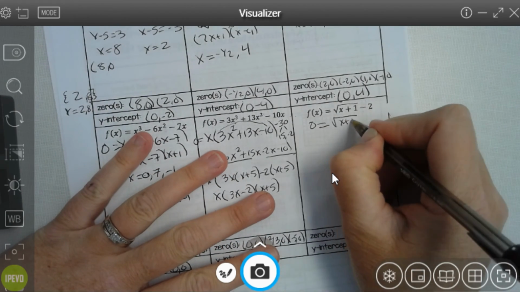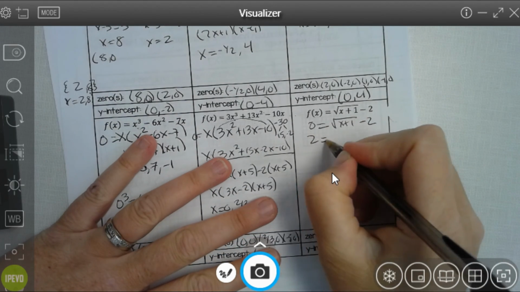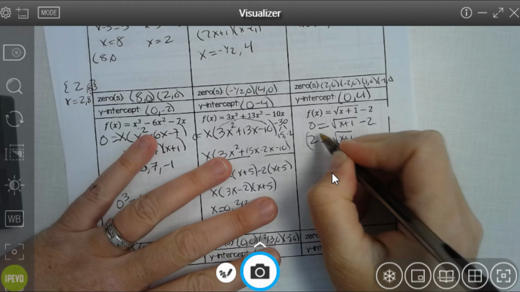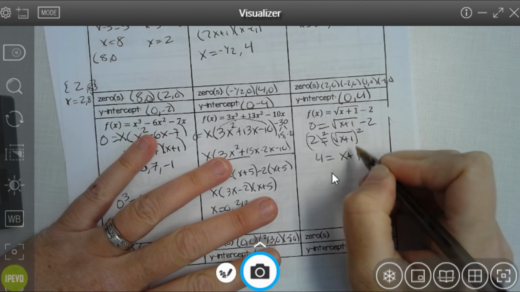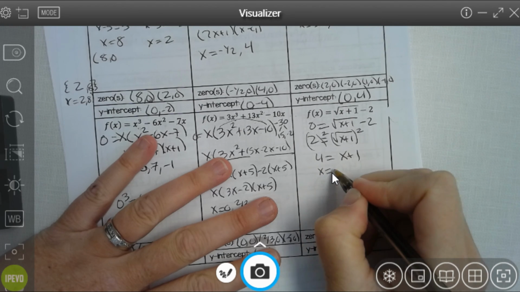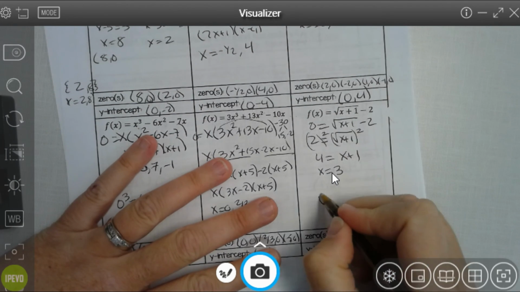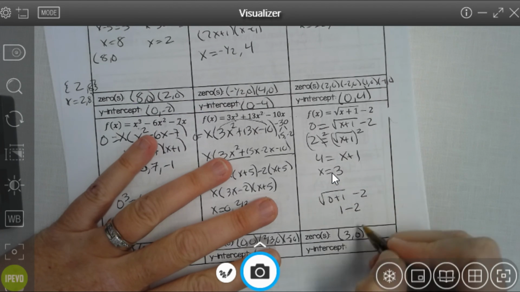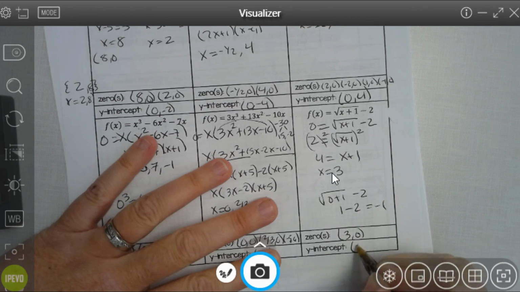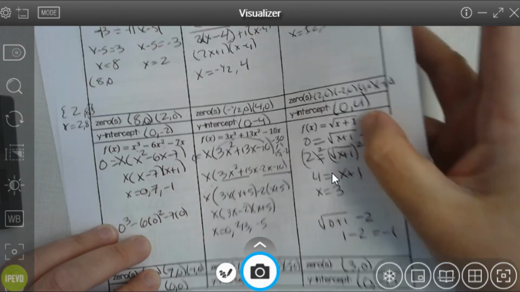Setting this one equal to 0 might bring you back to your algebra. You add your 2 over to this one. And now to get rid of the square root, you would have to square both sides on this one. And then subtract over my 1. So x equals 3 is this 0. I plug in 0 into that equation. Square root of 1 is 1. 1 minus 2 gives me negative 1. So that's my other intercept right there. Hopefully you guys were able to see that all.